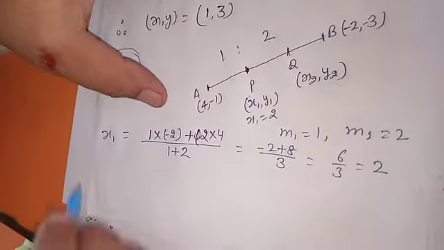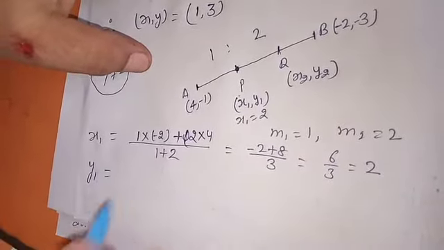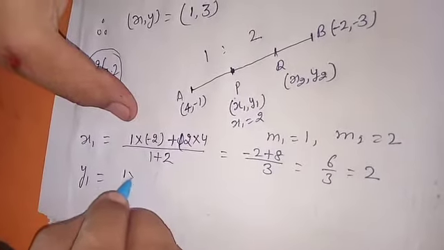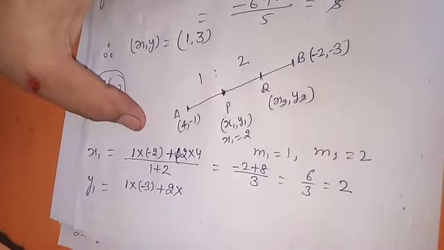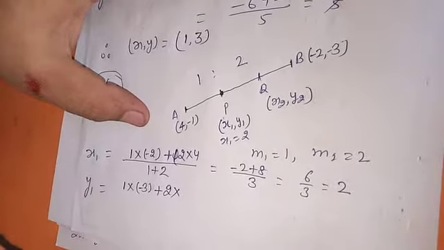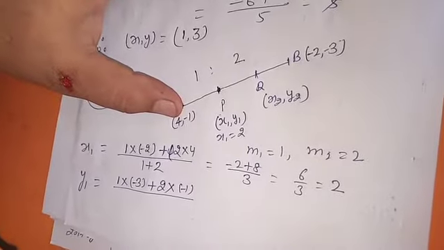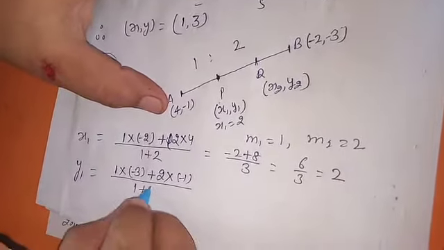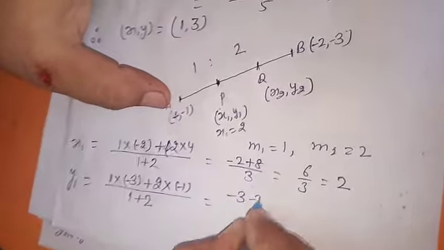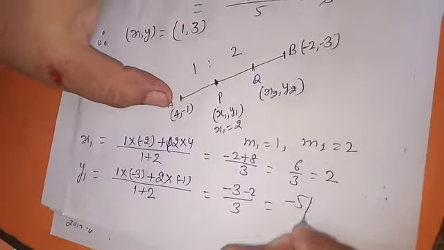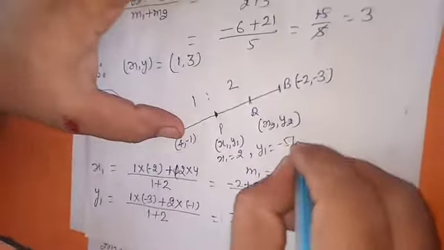Understood? Similarly, watch y1. Again m1 is 1 into y2 which is minus 3, plus m2 which is 2 into minus 1, divided by 1 plus 2. So this is minus 3 minus 2 by 3, which is minus 5 by 3. So y1 is minus 5 by 3.